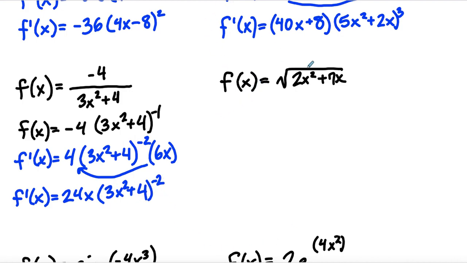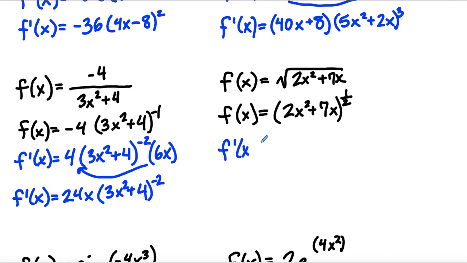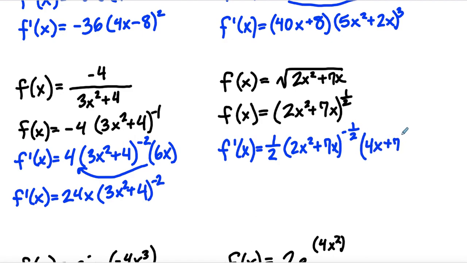Okay, let's do another one here. Notice we have a square root. Well, square root, let's go ahead and rewrite this before we take the derivative. That's just (2x squared plus 7x) to the 1/2. So if I want to do this as a chain rule, well, it works fine with a fraction too. So I'm just going to bring that 1/2 down front, (2x squared plus 7x) to the negative 1/2 here. And then I'm going to take the derivative of the inside part, which is going to be 4x plus 7.